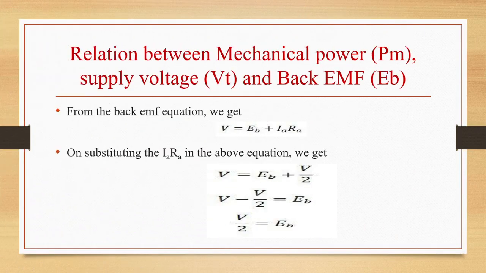So from the back EMF equation, we get V is equal to Eb plus IaRa. So in this equation, substitute the value of IaRa. IaRa is V by 2, we got it. So V is equal to Eb plus V by 2, or V minus V by 2, taking V by 2 to the left hand side, is Eb, or Eb is equal to V by 2.